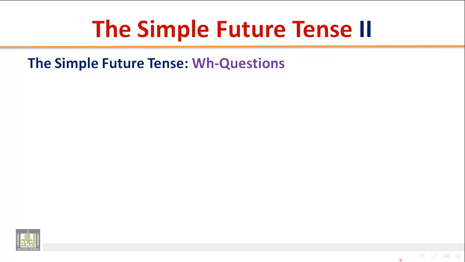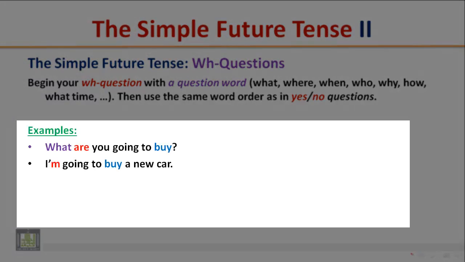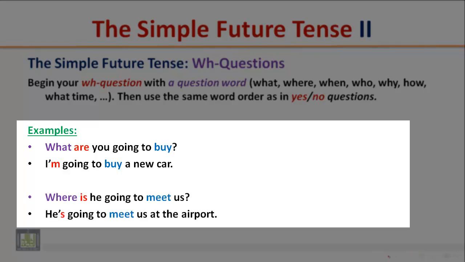The simple future tense, WH questions. Begin your WH question with a question word, such as what, where, when, who, why, how, what time. Then use the same word order as in yes-no questions. Examples: What are you going to buy? I'm going to buy a new car. Where is he going to meet us? He's going to meet us at the airport.